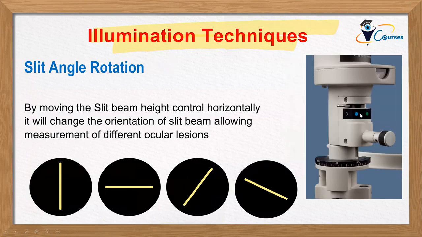Also, we can use the slit angle rotation. We can change the slit beam height control from this knob. But if we rotate it along this scale, 45, 90, 135, by rotating it horizontally, we are changing the orientation of the slit beam. We can make it vertical, horizontal, oblique, and so on. This is very important to measure the dimensions of different lesions, such as a corneal ulcer or a retinal mass. This can be done by rotating the beam and then adjusting its length.